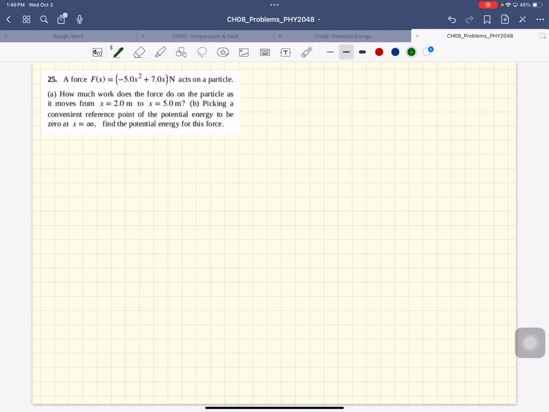Okay, so this problem says a force F_x equal to minus 5x squared plus 7x acts on a particle. So this is a force, a position-dependent force. How much work does the force do on the particle as it moves from x equal to 2 meters to x equal to 5 meters? So if you wanted to calculate the work done by a position-dependent force, that's the integral you would do.